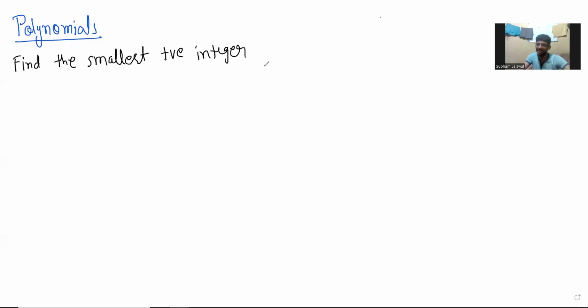And also, I will ask an analogous question for polynomials. Find the smallest degree polynomial in a certain set. That will be similar. Find the smallest positive integer in this set. So, okay, what is this set? For this S.